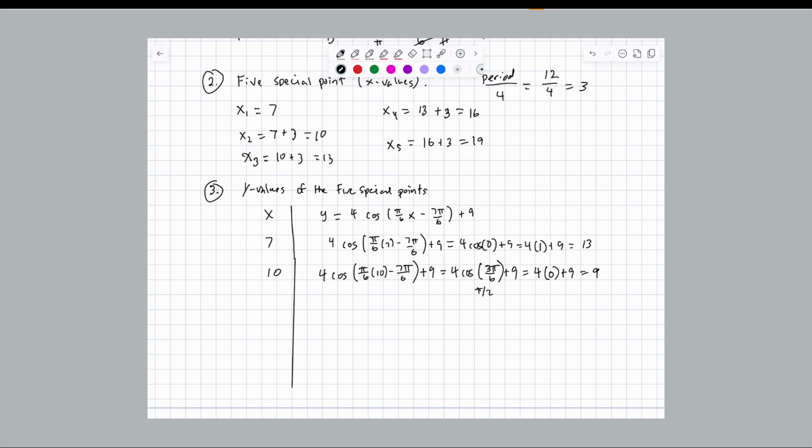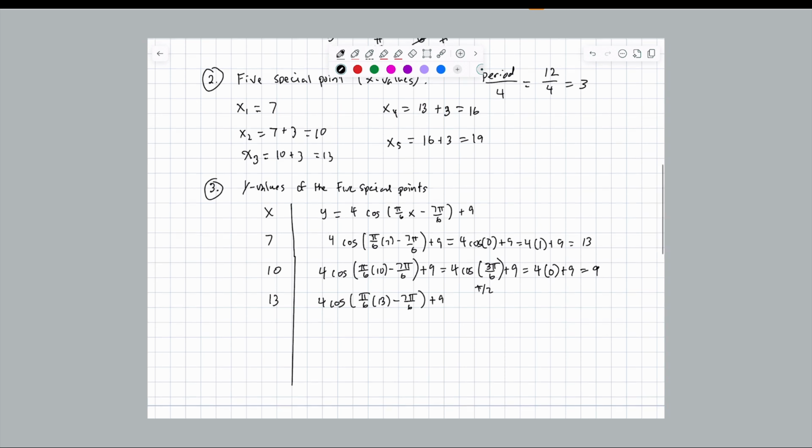Okay, so now let's plug in our next value of 13. So we have 4 cosine of pi over 6 times 13 minus 7 pi over 6 plus 9. And so what are we going to get there? Well, let's see, 4 cosine of 13 pi over 6 minus 7 pi over 6 would give us 6 pi over 6 plus 9. So 6 pi over 6 is just pi. And so that's just cosine of pi, which is -1. So we have 4 times -1 plus 9. So that gives us 5.